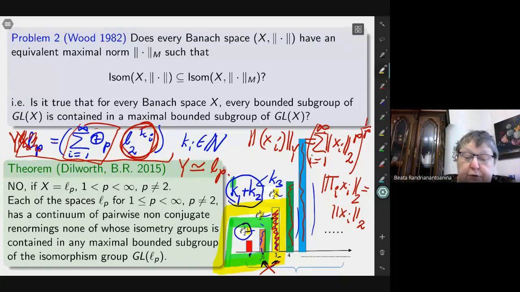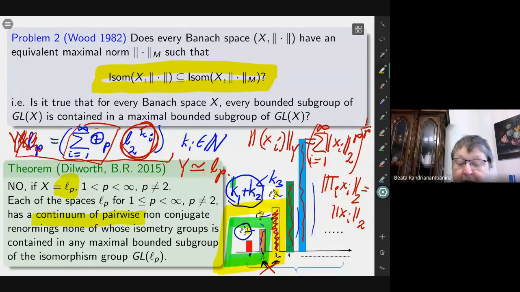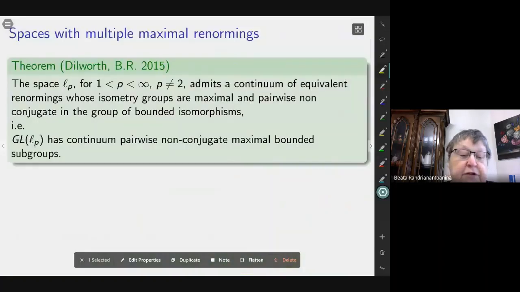So you can produce, and I am saying you can even do it in continuum ways, choose those dimensions to satisfy this condition. This is very standard. So even the space LP, the most familiar space, doesn't satisfy this fact that the isometry group is always contained in some maximal one. Here is a sequence of bounded subgroups which does not have a maximal one. This was kind of surprising to us.